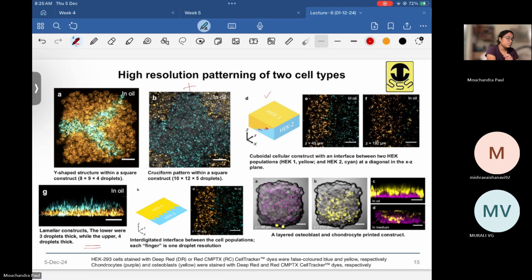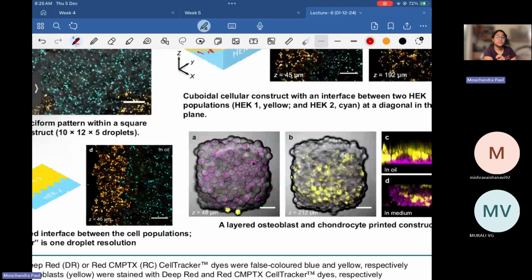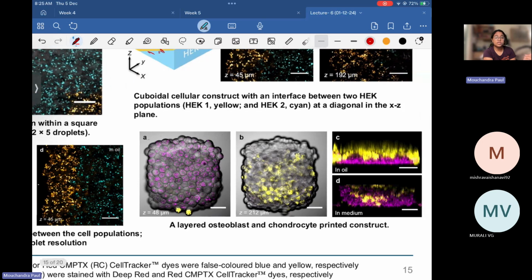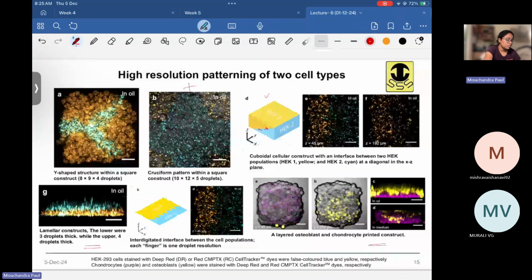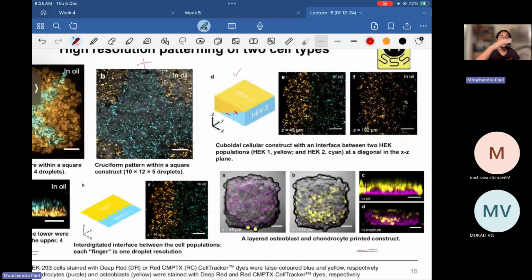Whereas here they're using two different cell types, osteoblast and chondrocyte. They are again stained with two different colors, deep red and red, and falsely colored for better representation using pink and yellow, purple and yellow. So they made a laminar, layered structure like this. The bottommost layer is the chondrocyte one, and the top layer is for the osteoblast.